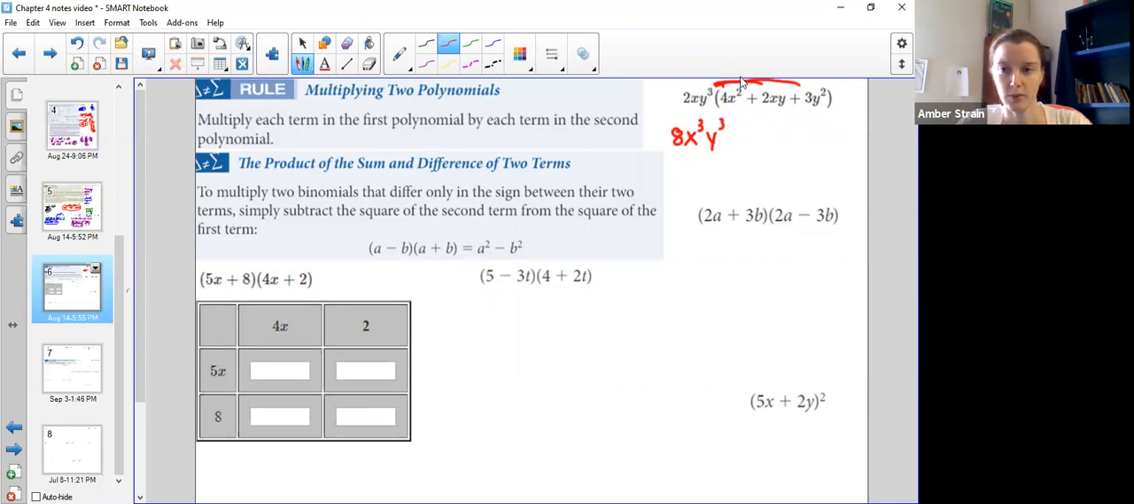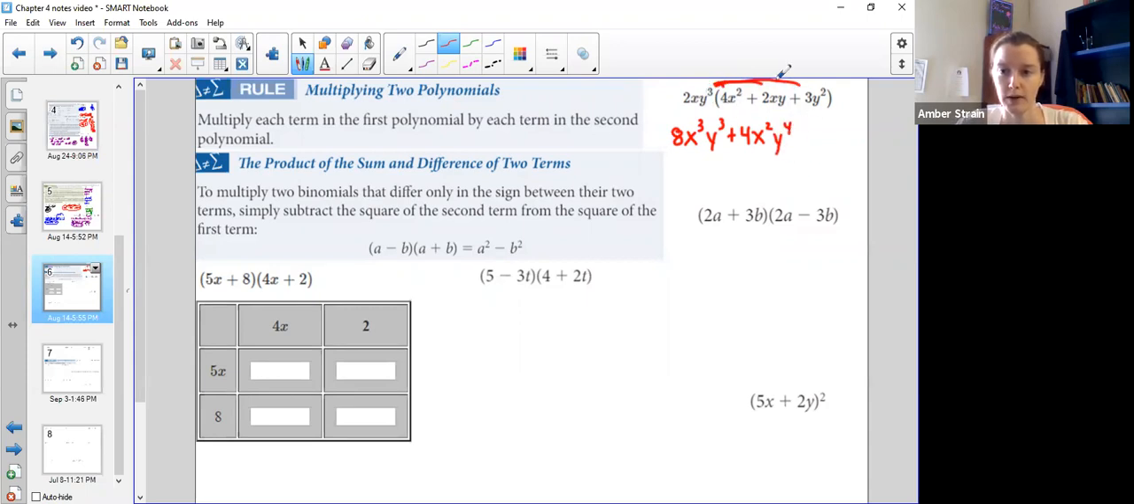Next, I would go 2xy cubed times 2xy. 2 times 2 would make 4. Make sure to put that plus sign there to separate them. 1x here and 1 more x there would make x squared. 3 y's here and 1 more would make y to the 4th.